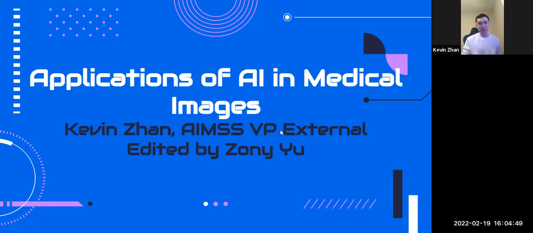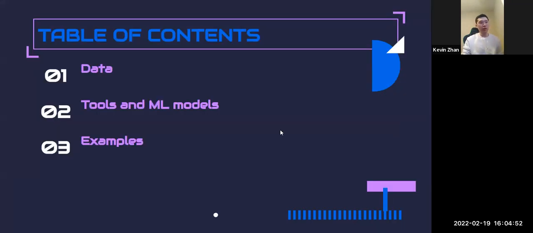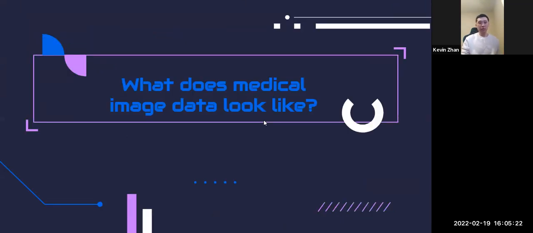So I guess let's jump into it. First, we're going to talk about the data. Data is a very important part of any machine learning project, and especially for medical imaging, there are a lot of extra considerations that need to be thought about. Next, we're going to talk a little bit about the tools and machine learning models. And finally, I'm going to go over 3 examples of applications of AI in medical imaging. So let's start off with the data.